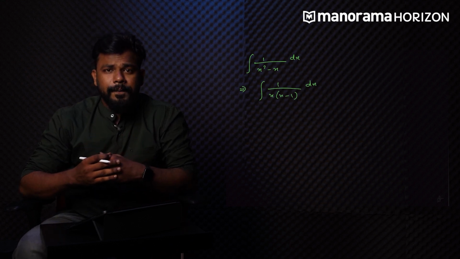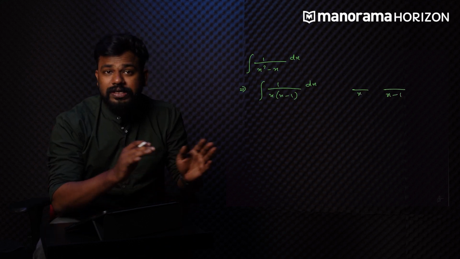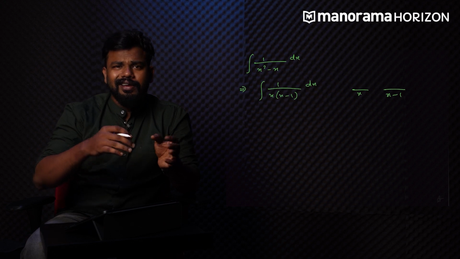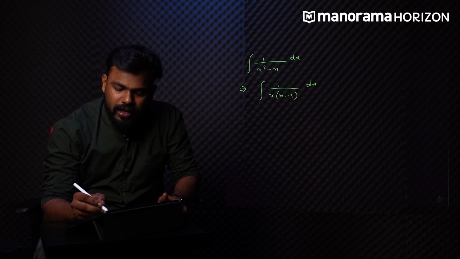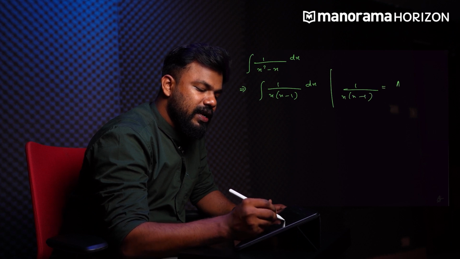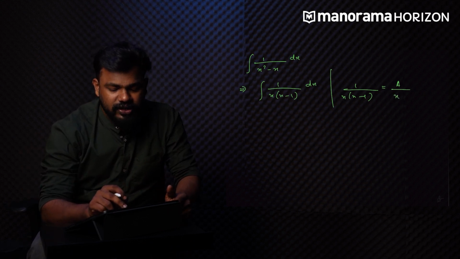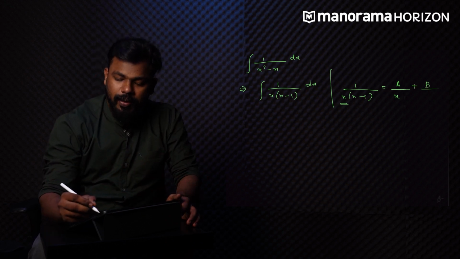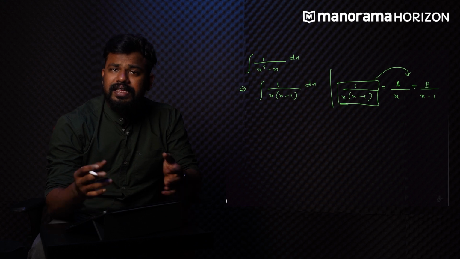Now what is my aim? My aim is to split them, to split by x and by x minus 1 separately. Do I know that 1 by x into x minus 1 can be separated into 2 in any random way? No, I can't split it in any random way. So what I have to do is take this x into x minus 1 and write it as a by the first denominator that we want, x, plus, since I don't know the numerator, b by x minus 1. If I write it in this form, I can easily integrate.